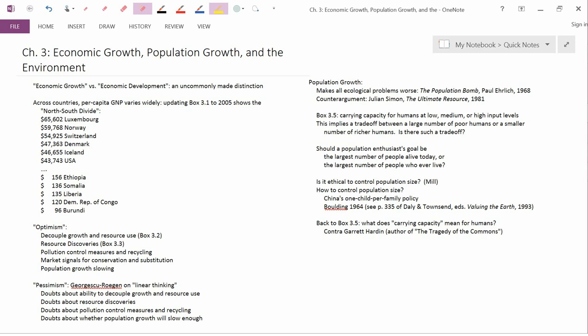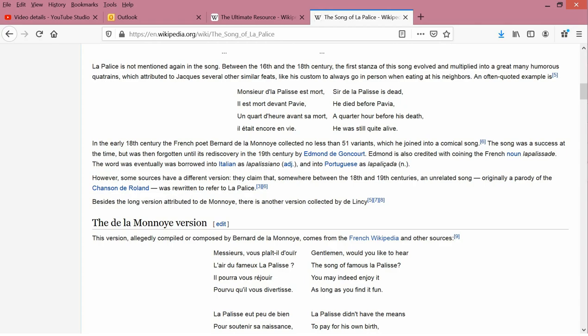He used an analogy. Let me flip to that screen now. So the analogy here from Wikipedia, it's a French folk song, the Song of La Police. Let me read the English translation here. I'm going to change the wording a little bit to be a bit closer to the way that Georgescu translated it. Sieur de la Police is dead. He died at the Battle of Pavia. A quarter of an hour before his death, he was still alive. Now, in France, the variants of this song are just meant to humorously illustrate things that are obvious.